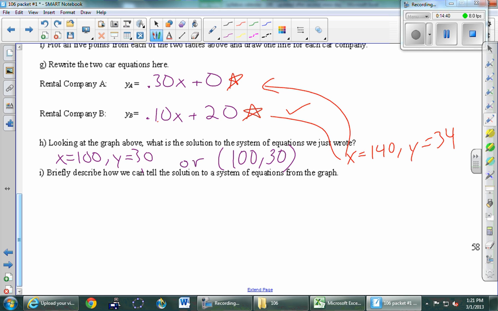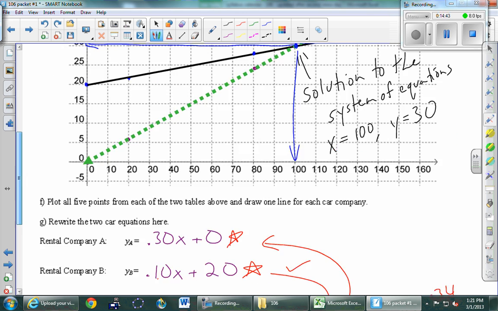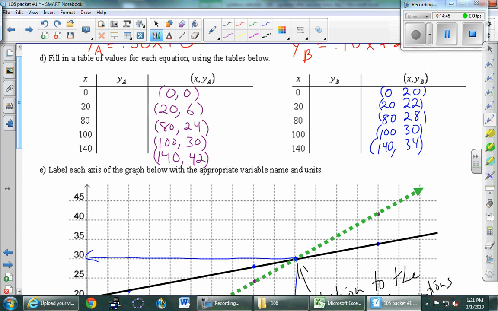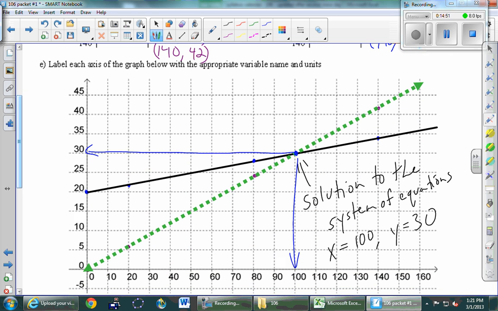There are plenty of points that make the first equation true. Up in your table, you found 5 of them. Any point that's on this black line, any point that's on the green line makes the first equation true. And there are also plenty of points that make company B work. Any point on the black line works, but there's only one point that makes them true at the same time. And that's what we mean when we say find the solution to the system of equations: find the point that makes them both true simultaneously.